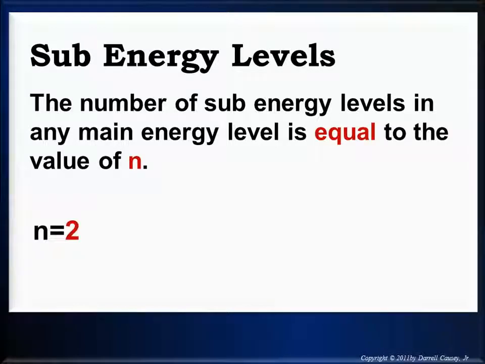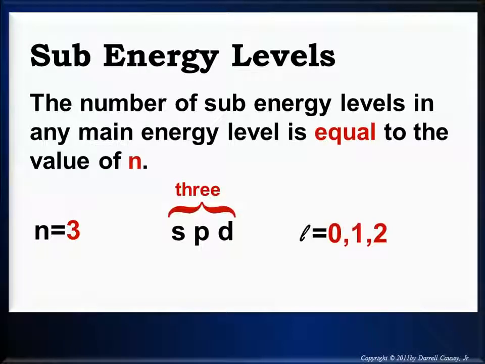Let's look at energy level number 2. You can have S and P, or 2 sub-energy levels, and the numbers can be L equals 0 or L equals 1, depending if you're talking about the S orbital or the P orbitals. Let's look at energy level number 3. Now, energy level number 3 means you can have 3 sublevels. Now, I hope you're getting this pattern here. Energy level 3, 3 sublevels. And those sublevels, S is 0, P is 1, and D is 2. So L can equal 0, 1, or 2.